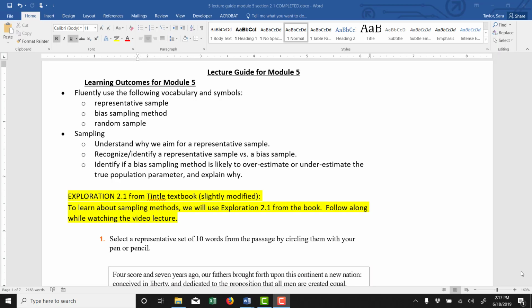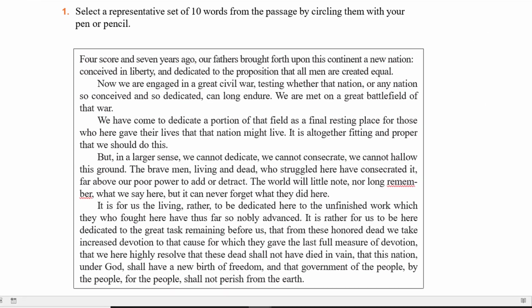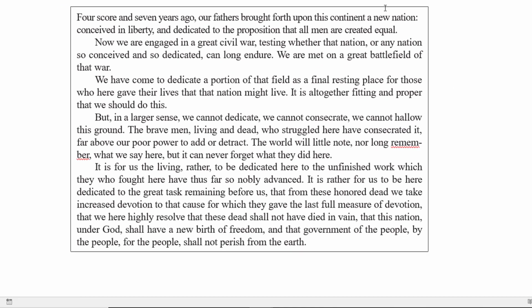This is Module 5, the first video. In this video, we're going to go through Exploration 2.1, a slightly modified version of it from your textbook. All right, Part 1 of this. What we're given in Part 1 is the entire Gettysburg Address. There it is. The entire speech is given inside of this text box.